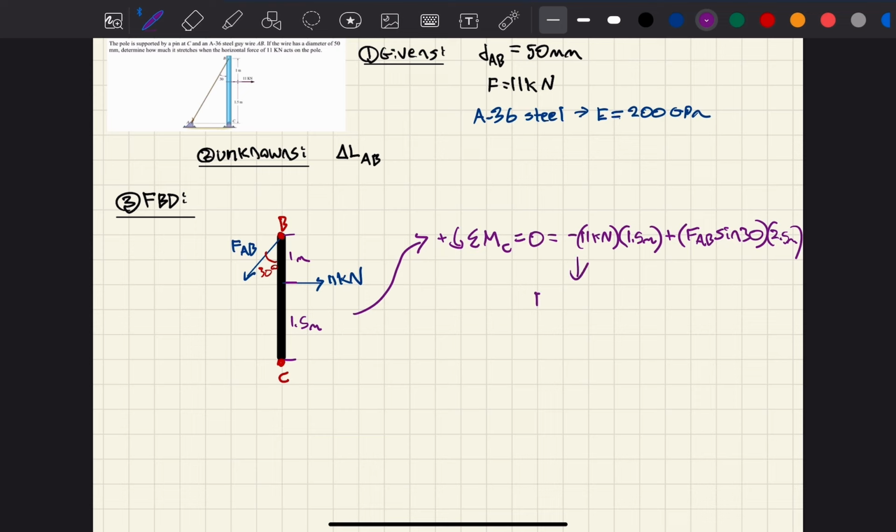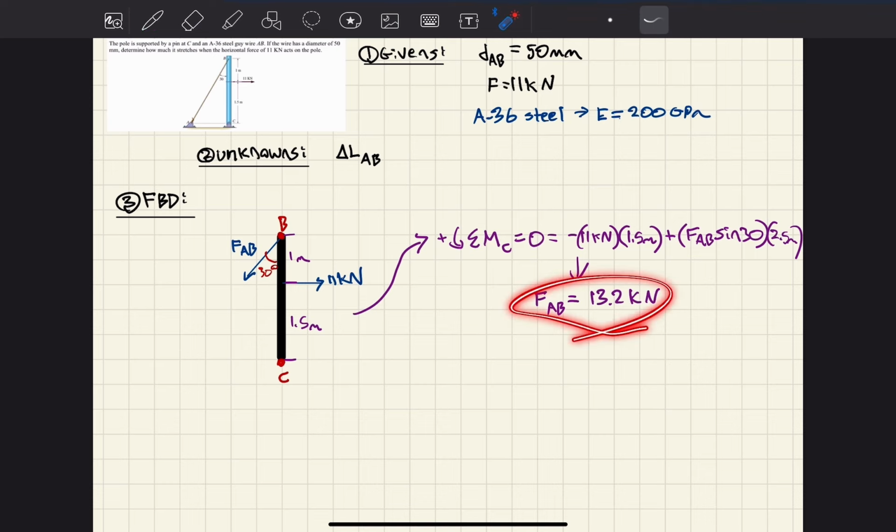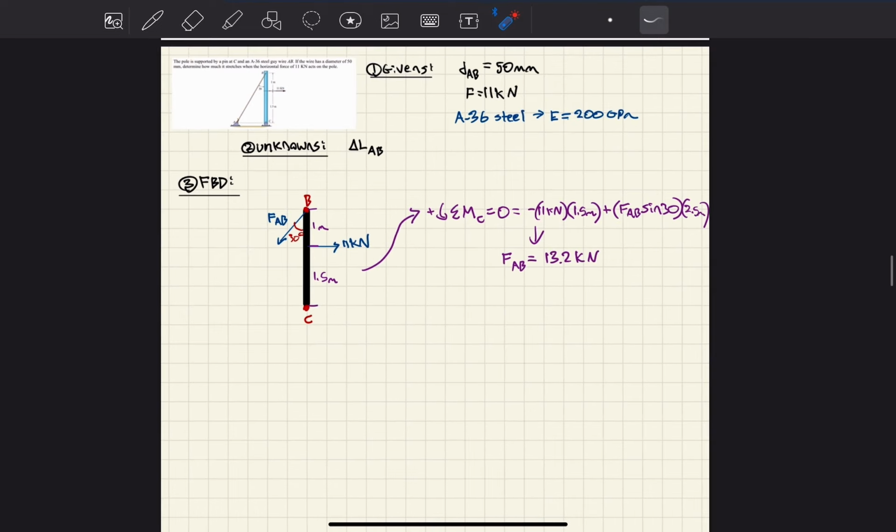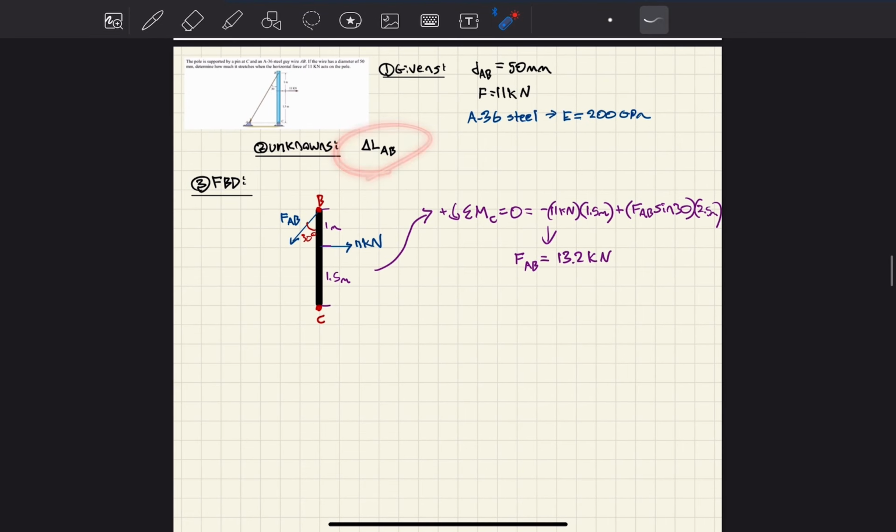From this, you can easily find FAB, and don't forget to convert this to newtons. You find it to be of magnitude 13.2 kilonewtons. Beautiful stuff. Okay, now we can start solving for our unknown because we have all the given values. So we want to find the change in length of wire AB.